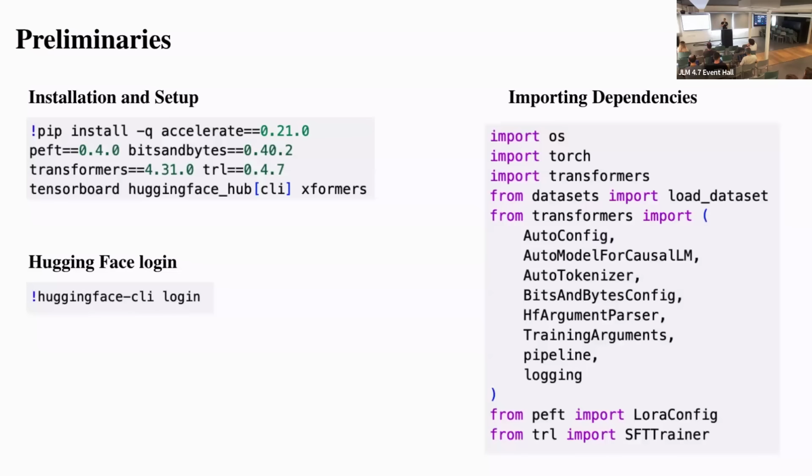And here we're importing the dependencies. So we have torch for PyTorch. We use load_dataset to fetch the training data.